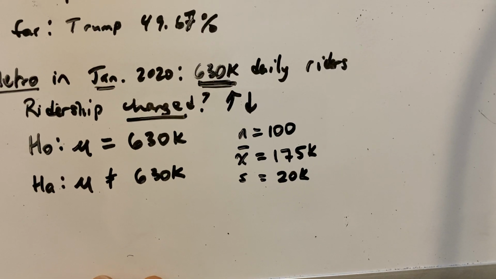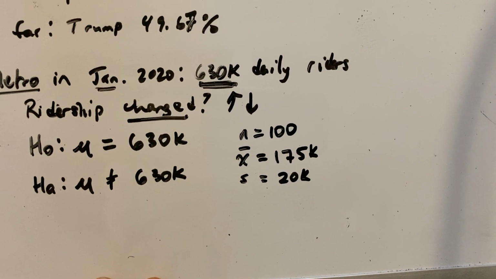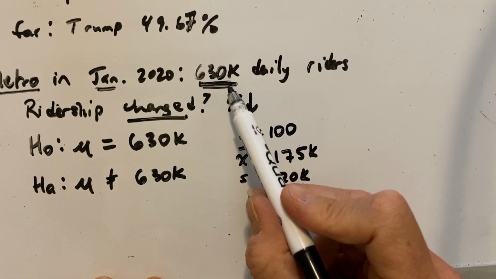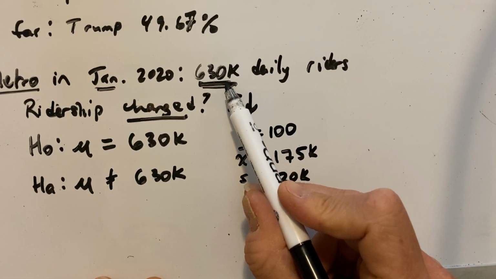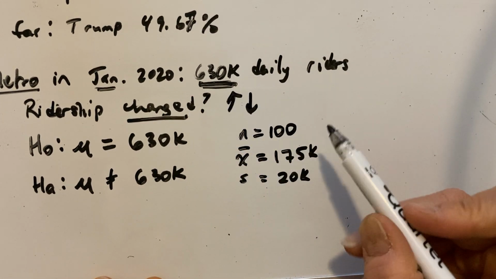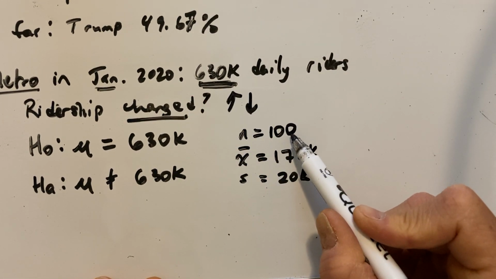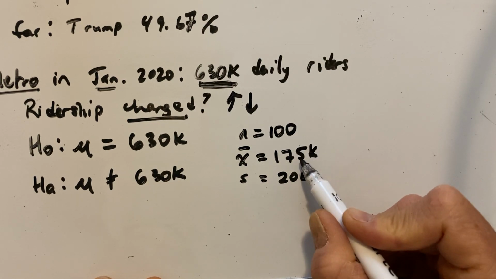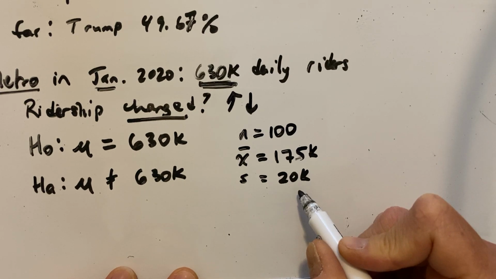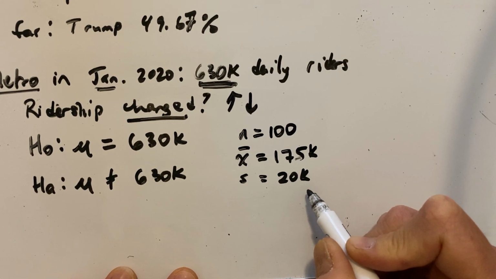Let's look at this two-sided hypothesis test for normal data. So this is the Metro ridership for 2020 again. We have 630,000 riders on average per day up through January of 2020. And then let's say that since then, we sampled 100 different weekdays and we got an average ridership of 175,000 with a standard deviation of 20,000.